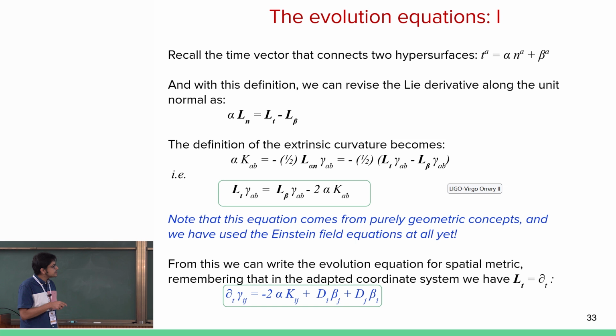Okay. Notice in this derivation though, I have not used Einstein's equations. So this is a purely kinematic equation. This does not affect or evolve the dynamics of the system. Okay. And if I expand the Lie derivative, I can write it down in the familiar form using partial derivatives alone.